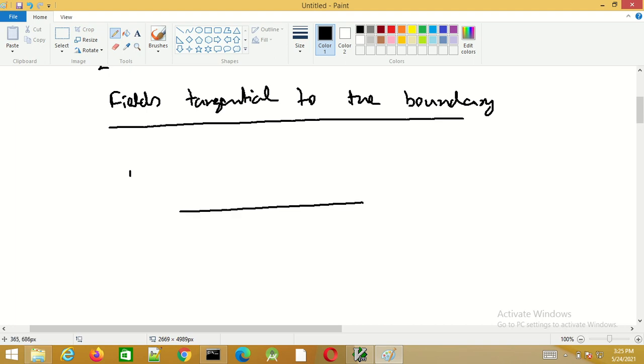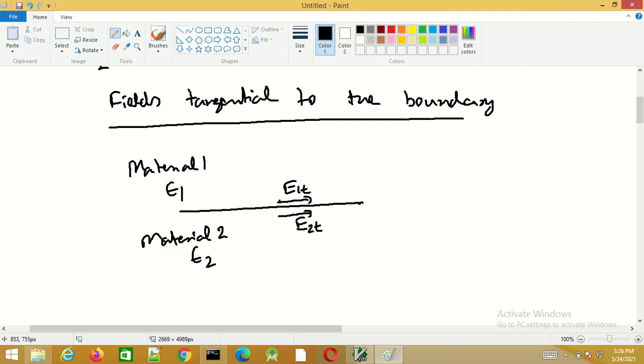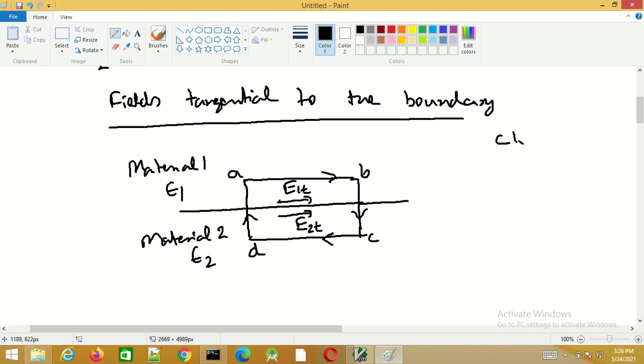So let us say this is medium 1 with permittivity epsilon 1, medium 2 with permittivity epsilon 2, and the tangential component of the field at the boundary in medium 1 is E1t and tangential component of the electric field at the boundary in medium 2 is E2t. So here we will construct a closed path as shown in this figure. This closed path is given by A, B, C, D, A. So this is the closed path ABCDA.